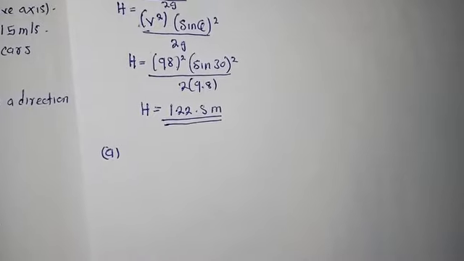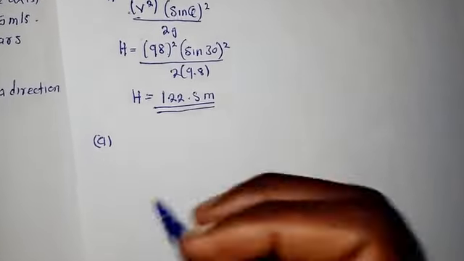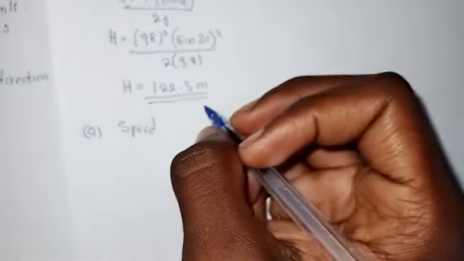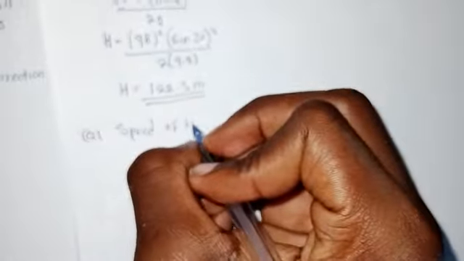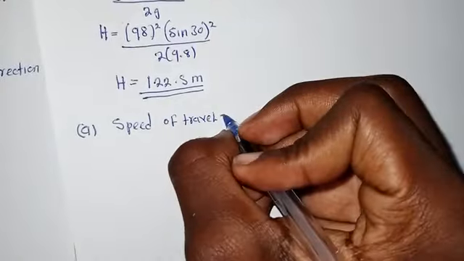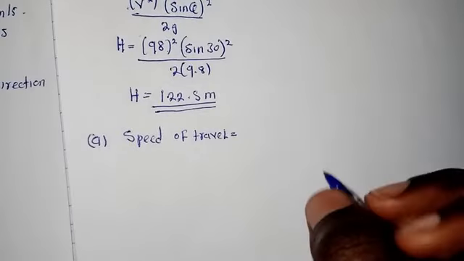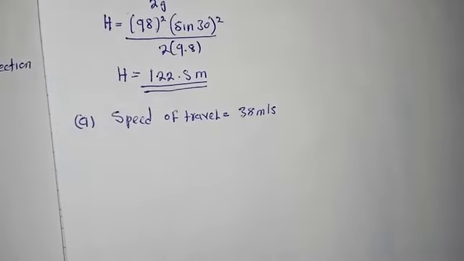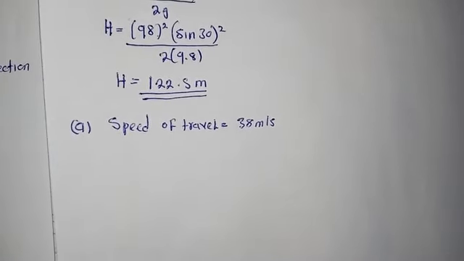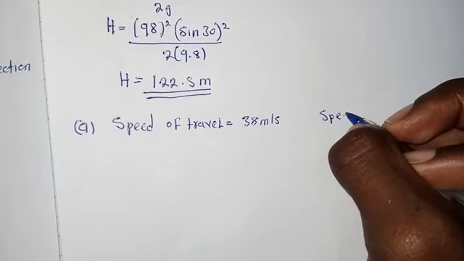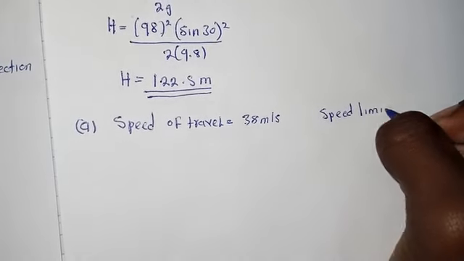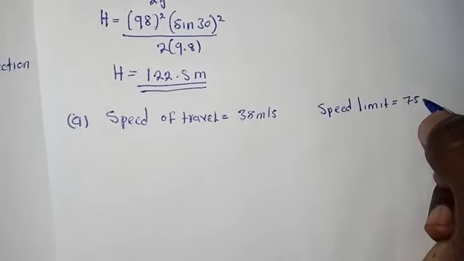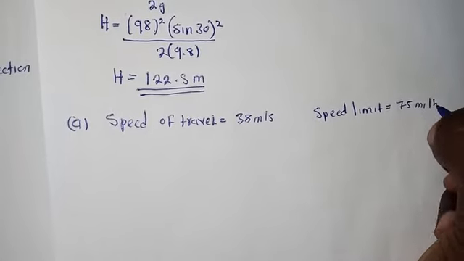All right, so we know that the speed of travel, according to the question, was 38 meters per second. Okay? But then we have been told that the speed limit was in miles per hour, and it was 75 miles per hour.